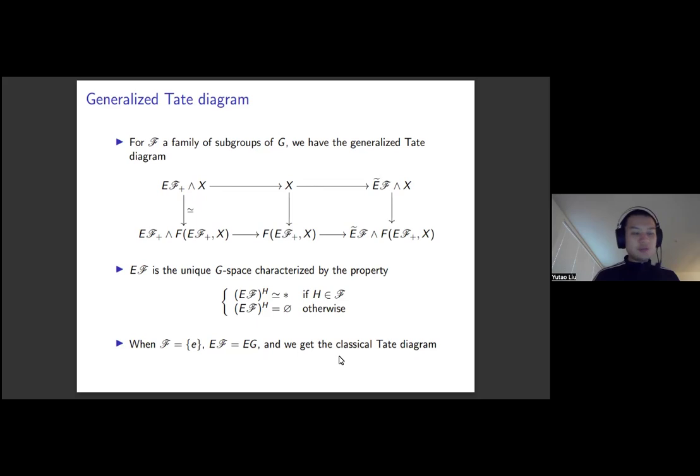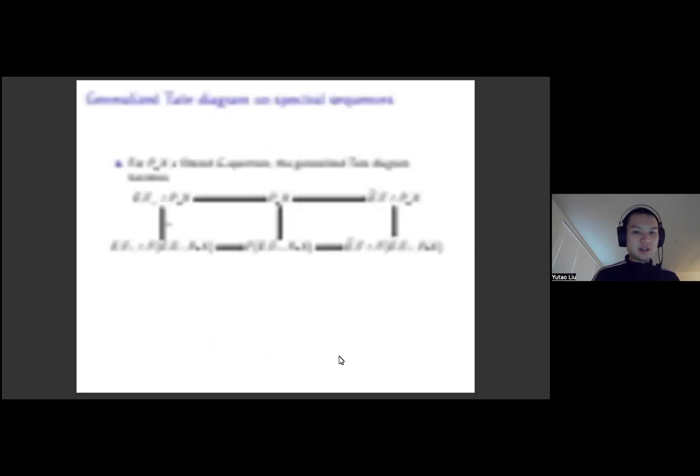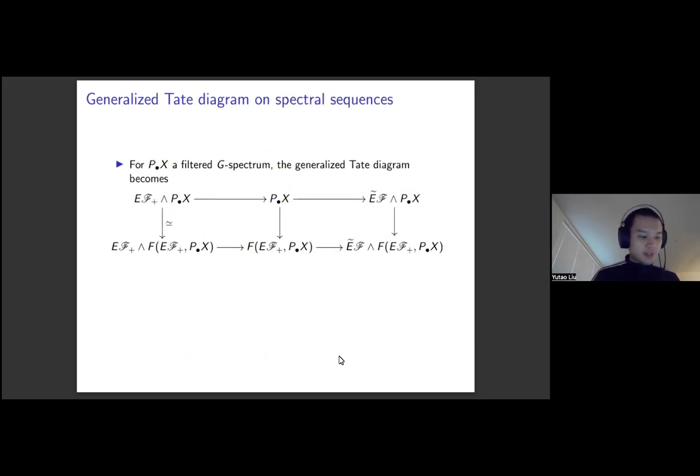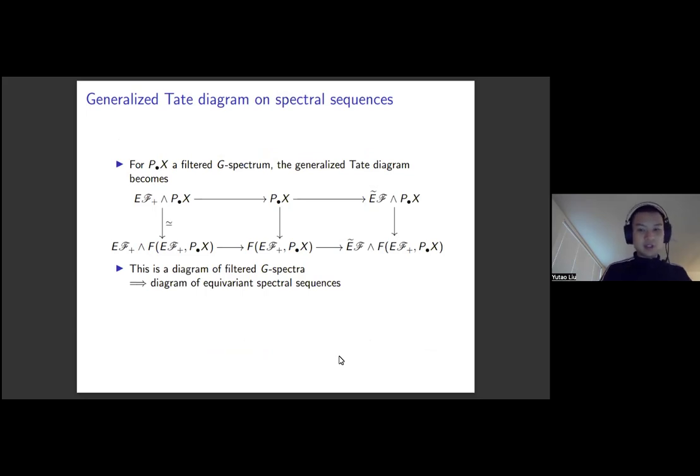The initial idea of our project is to apply the generalized Tate diagram not on a spectrum, but on spectral sequences. If you replace the spectrum X by a filtered G spectrum P^bullet X, then here is what the generalized Tate diagram will become. As you can see, it is a diagram of filtered G spectra. So when taking the underlying spectral sequences, you will get a diagram among different equivariant spectral sequences. Our goal is to use this diagram to analyze the equivariant slice filtration of MU_G modules. Well, I will explain what they are right now.